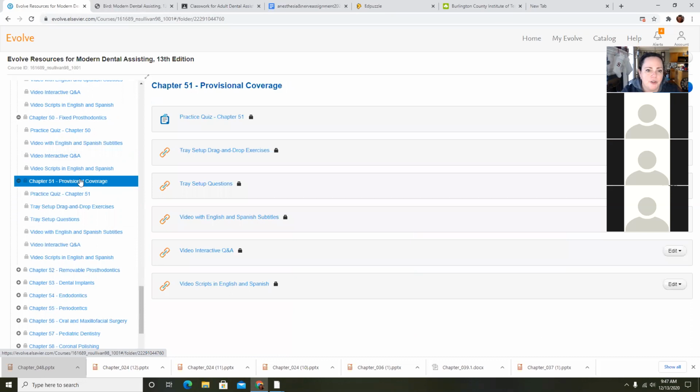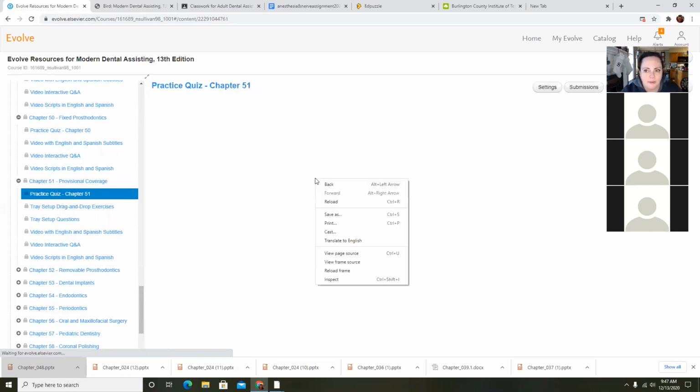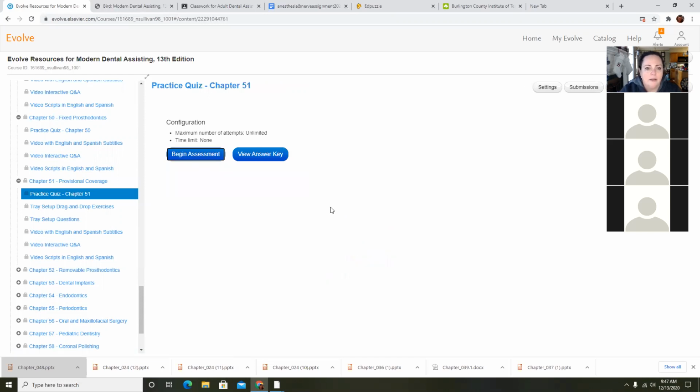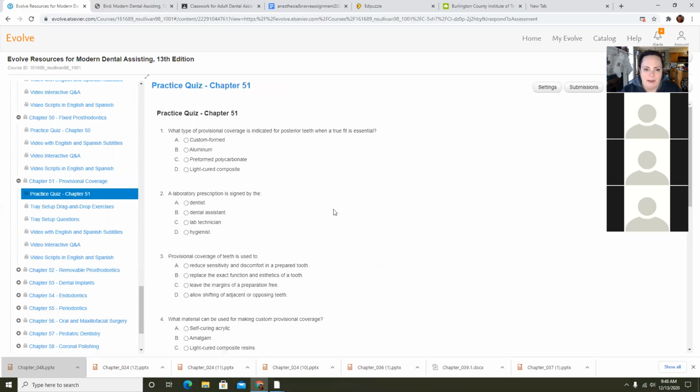Provisional coverage. Provisional coverage means temporary coverage. Okay, this is an expanded function. And this is what we're going to do also when we do crown and bridge work. Okay, we're going to do provisionals or temporaries. So let's take this practice quiz and see how we do on this. See what you guys know about temporaries.